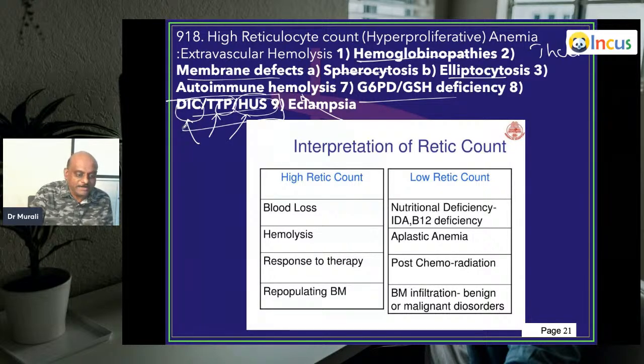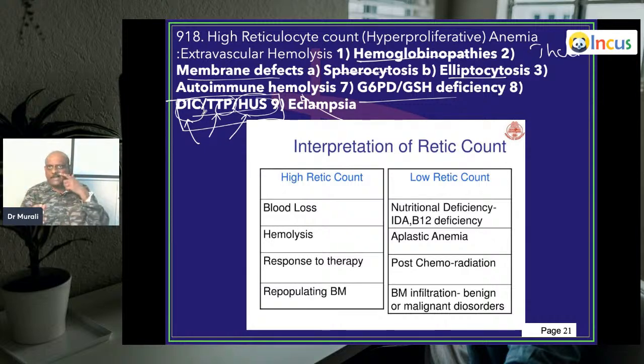These are the three conditions you need to remember which lead to development of hemolysis. DIC, TTP, HUS. What is meant by TTP? Thrombotic thrombocytopenic purpura. Purpura occurs because of the thrombocytopenia, everyone knows. What is the difference between purpura and petechiae? Big size is purpura. Small bleeding spots are called petechiae. Size is the differentiator.